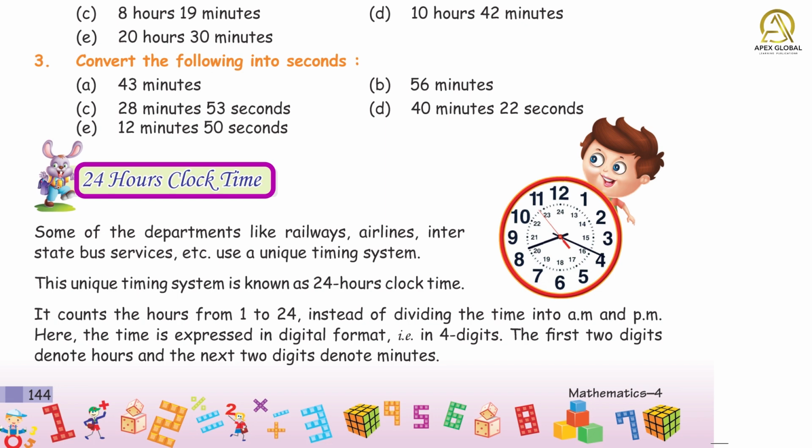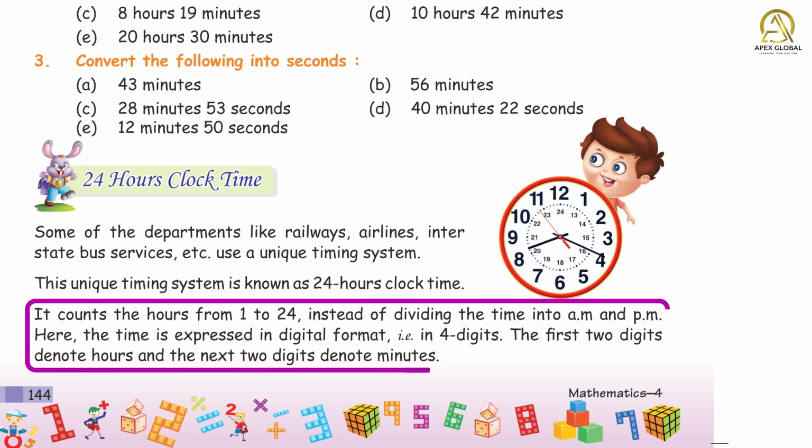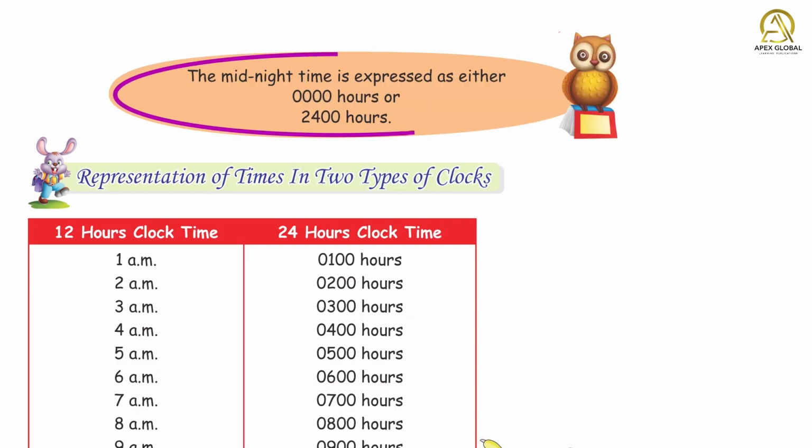24 hours clock time. Some of the departments like railways, airlines, interstate bus service, etc. use a unique timing system. This unique timing system is known as 24 hours clock time. It counts the hour from 1 to 24 instead of dividing the time into AM and PM. Here the time is expressed in digital format in 4 digits. The first 2 digits denote hours and the next 2 digits denote minutes. The midnight time is expressed as either 0000 hours or 2400 hours.